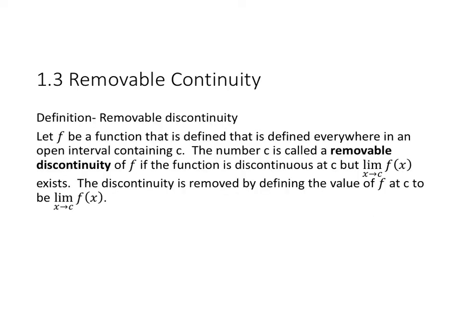In the previous slide, I just alluded to filling the hole in. That's called a removable discontinuity. It's when I could substitute one number in and just block off it from being discontinuous. So the formal definition is: let f be a function that is defined everywhere in an open interval containing c. The number c is a removable discontinuity of f if the function is discontinuous at c, but the limit as x goes to c exists. The discontinuity is removed by defining the value of f at c to be the limit as x goes to c of f of x.